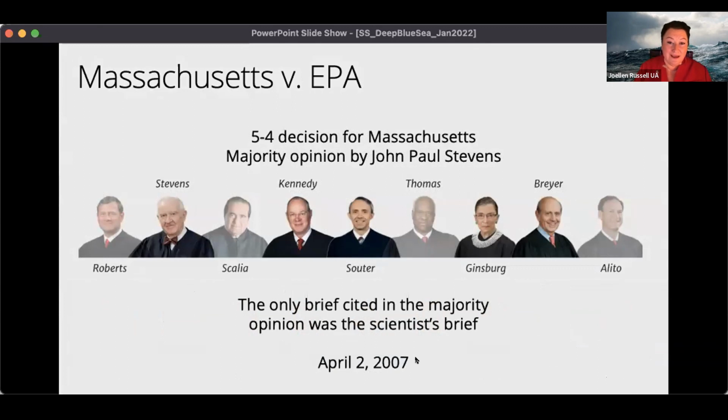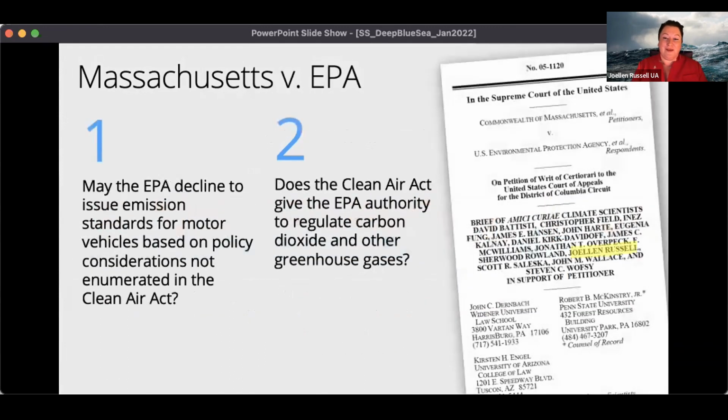And there was a scientist brief in support of the plaintiffs, Massachusetts and 12 other states. It was the scientist brief. And I'm one of the 13 scientists that wrote that brief that just said the science is solid.